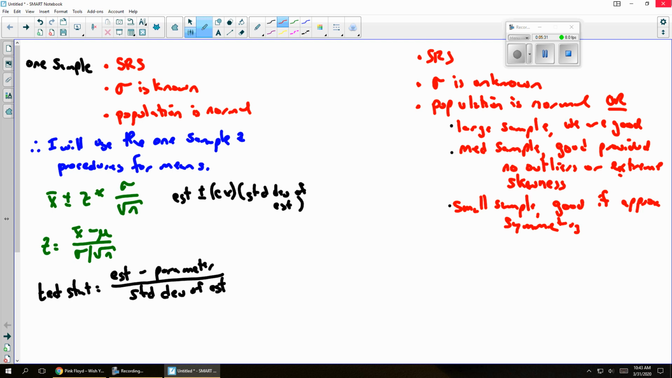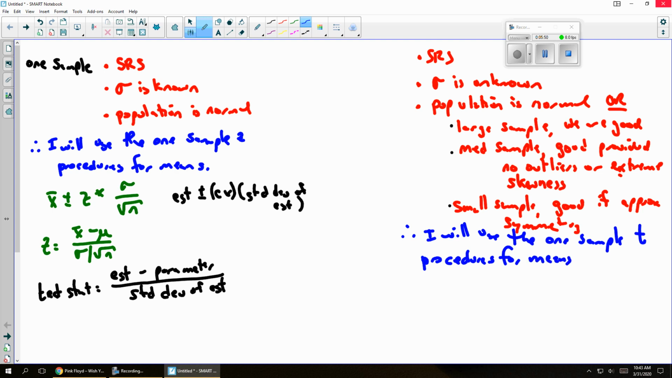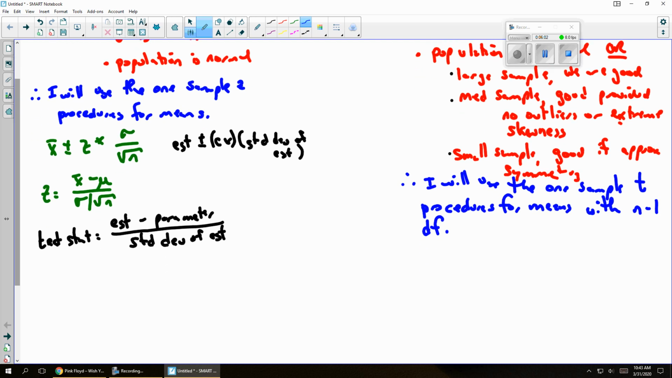And if all that was met, then I would say, therefore, I will use the one sample T procedures for means. And we added this little bit on here with n minus 1 degrees of freedom, whatever that happens to be. And the formulas follow that same pattern we did before. For a confidence interval, it's the estimate plus or minus a critical value, which is now t, and the standard deviation of the estimate is now s over the square root of n. Or for a test statistic, the test statistic was t. The estimate is x bar minus the parameter mu over, again, s divided by the square root of n.